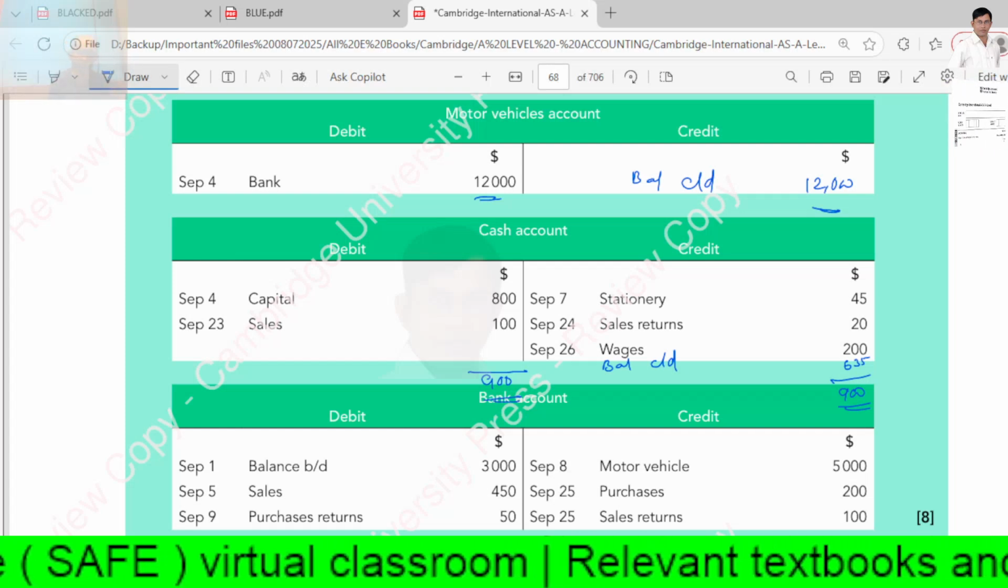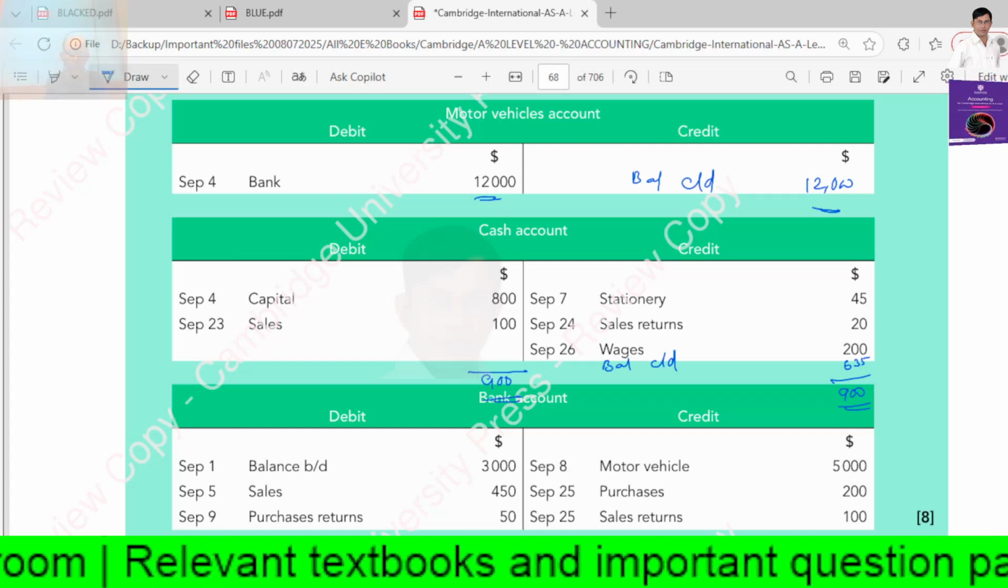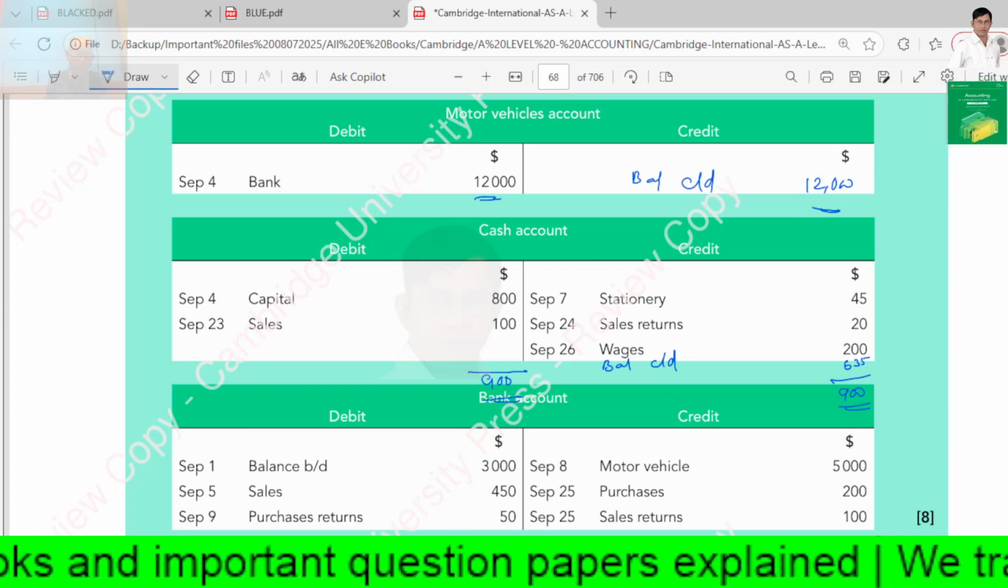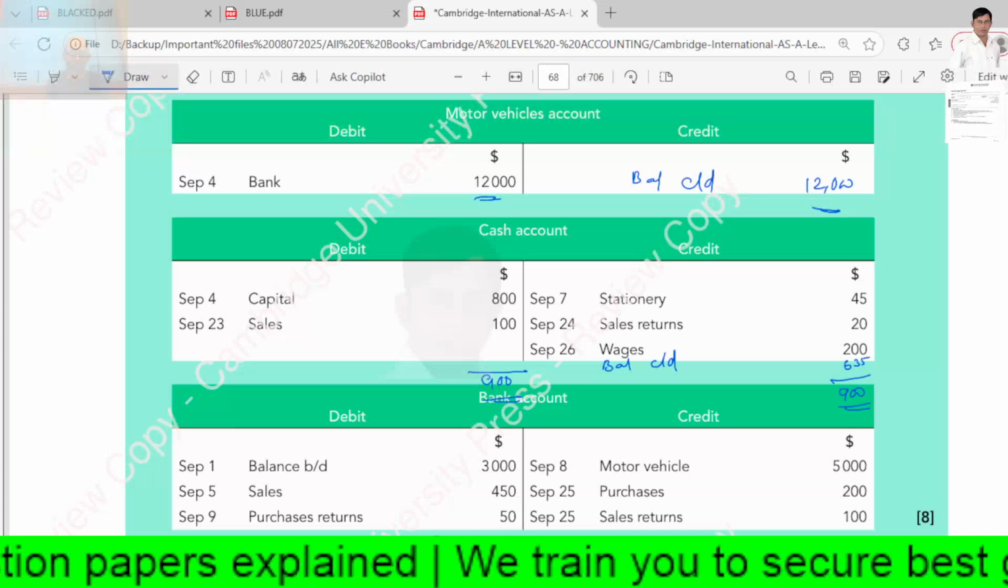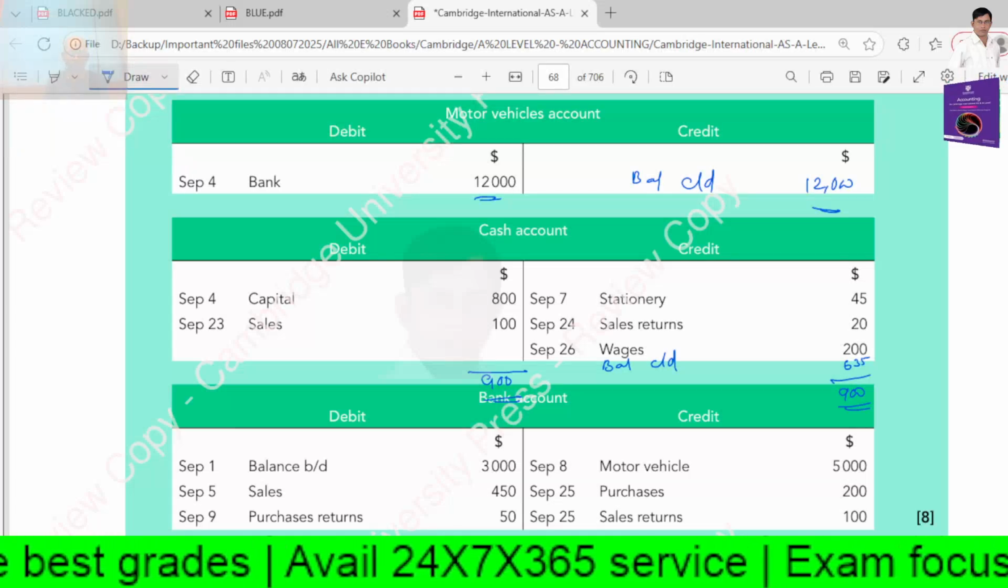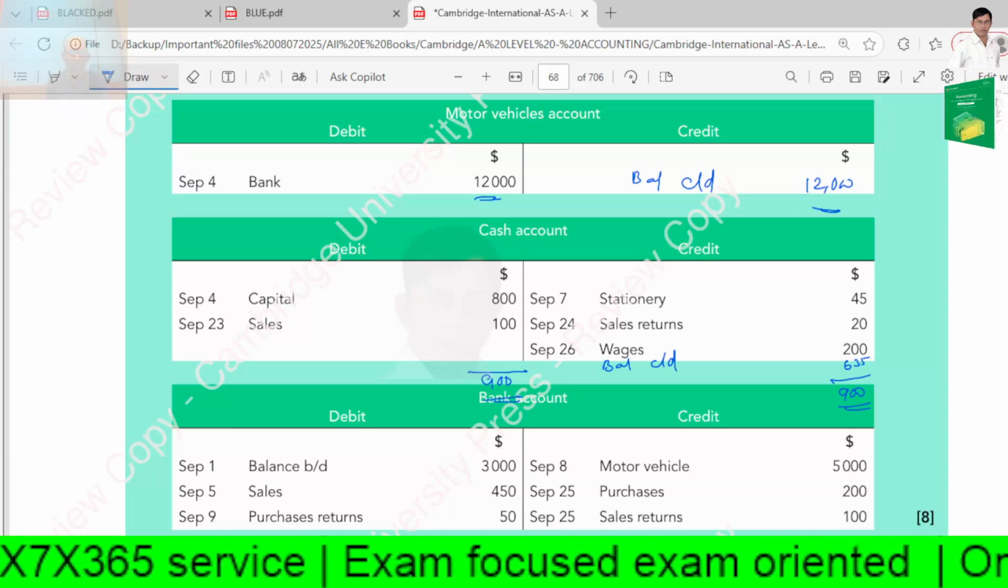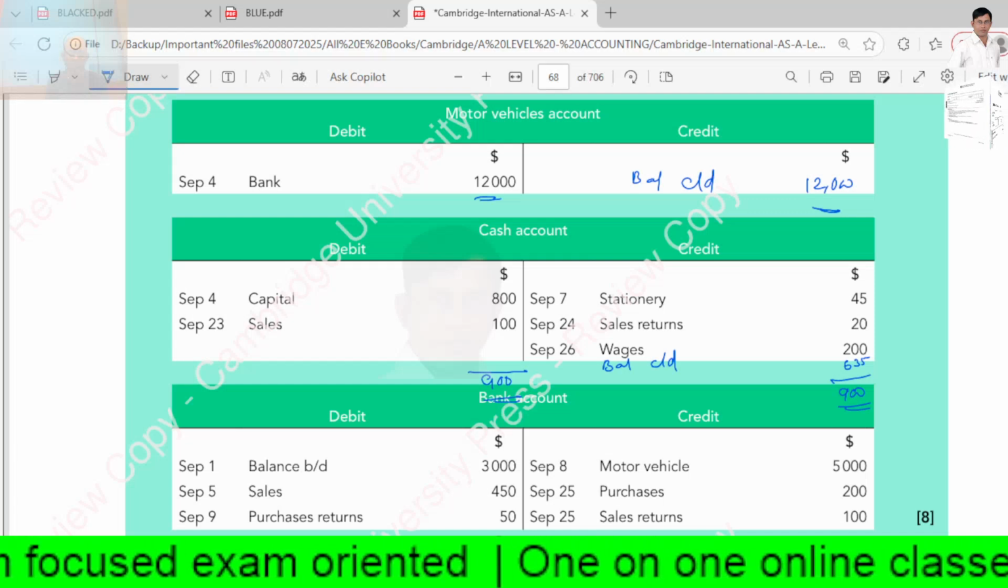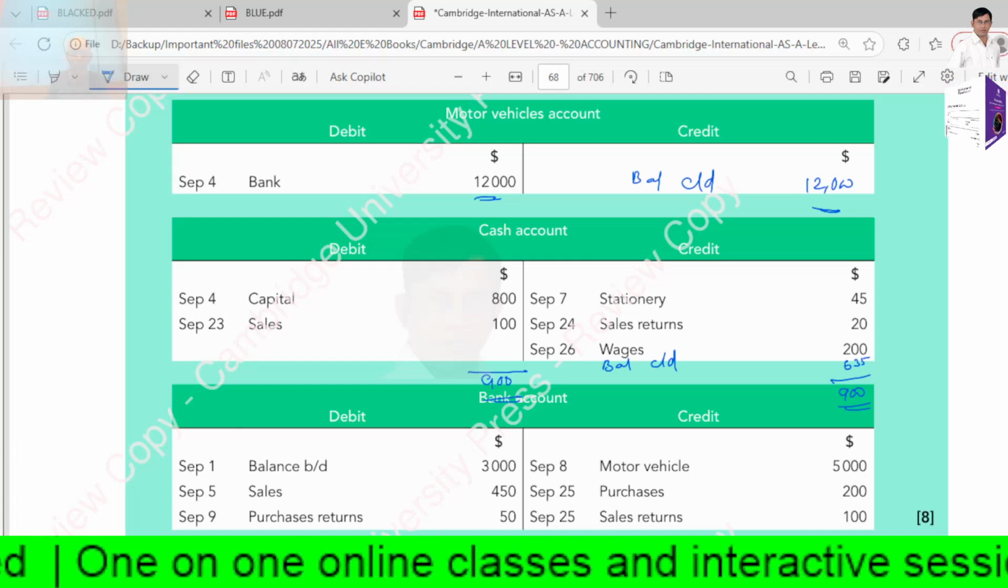To practically do the problem on how to balance, you can see the cash book problem, the previous question, activity 4.1. There I have clearly discussed how to balance and how to write the total, everything. So here, bank account again.